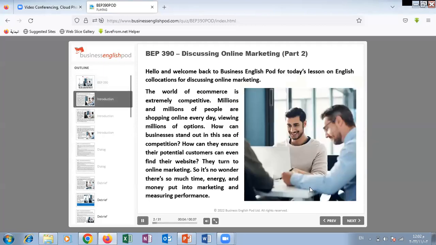For today's lesson, on English collocations for discussing online marketing. The world of e-commerce is extremely competitive. Millions and millions of people are shopping online every day, viewing millions of options. How can businesses stand out in the sea of competition? How can they ensure their potential customers can even find their website? They turn to online marketing. So it's no wonder there's so much time, energy, and money put into marketing and measuring performance.